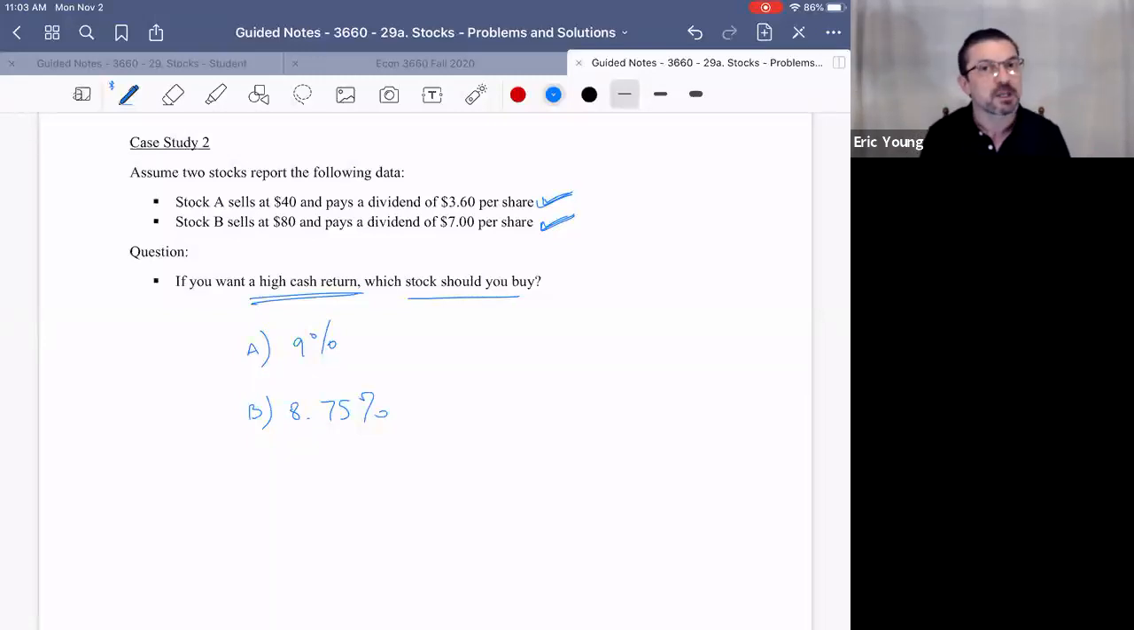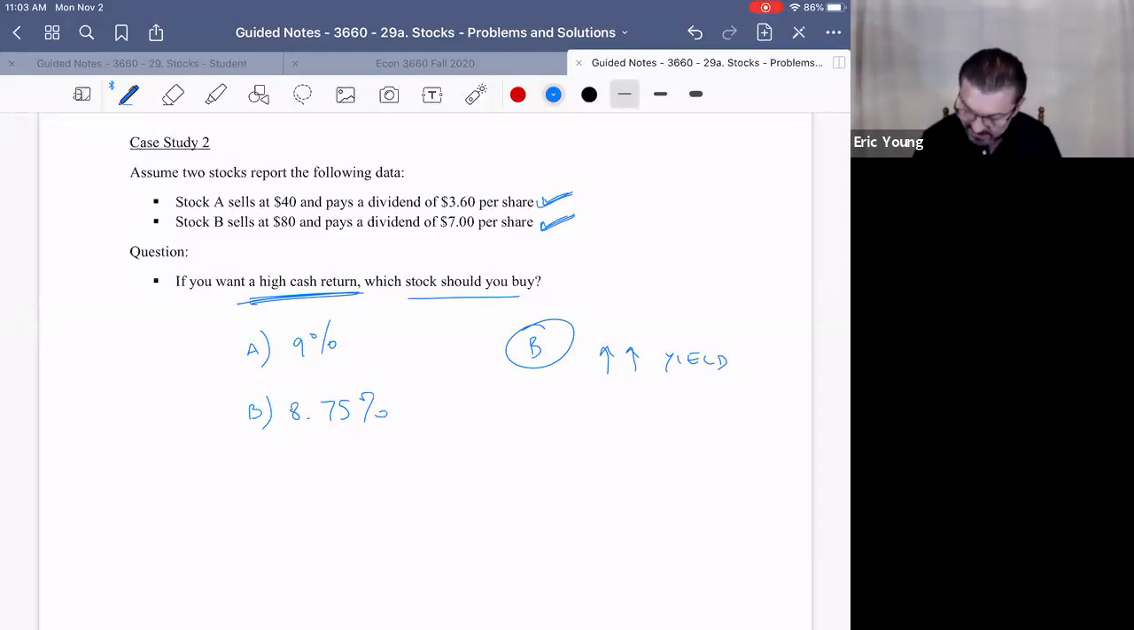So, all other things being equal, if your criteria was, I want high cash return, you would be better off purchasing stock B, because stock B has a higher yield. You would be paying less money to get the same amount of cash in. So B is preferable. Okay?